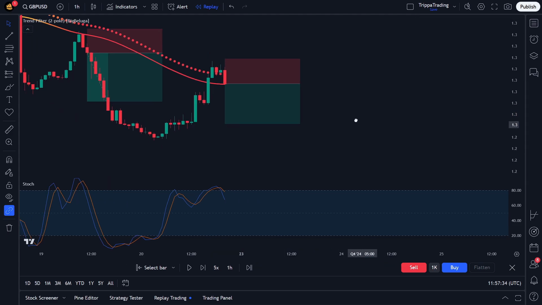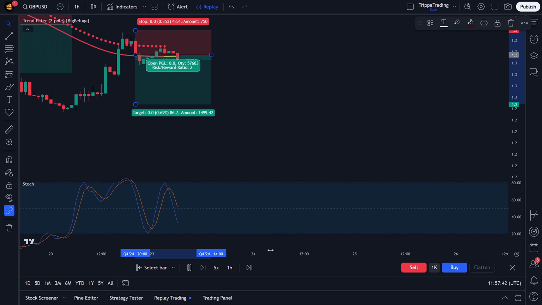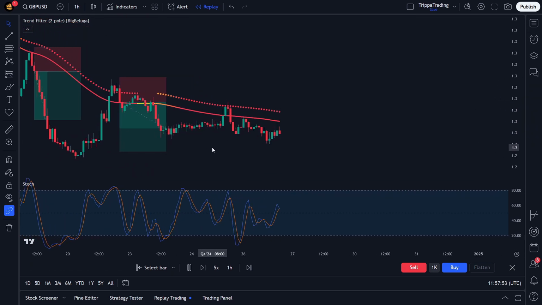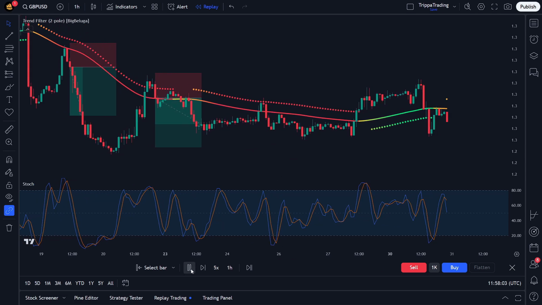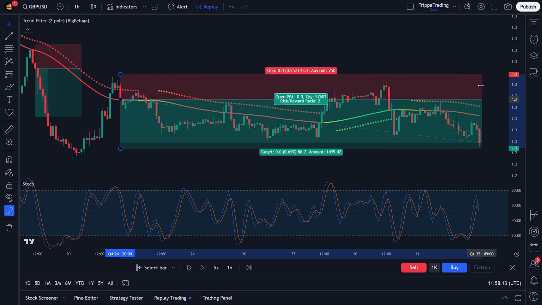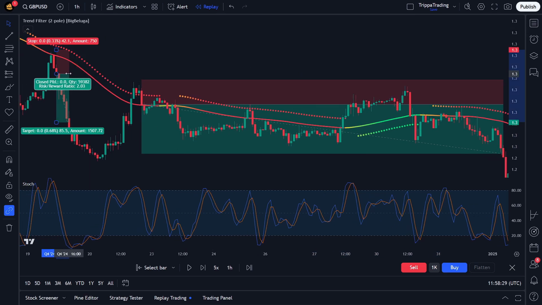We can enter a sell position here, set your stop loss just above the previous swing high, and aim for a 1-to-2 risk to reward ratio. It's amazing how this simple strategy has the capability to double your account size. This trade also hit the target profit, showcasing the strategy's effectiveness. Now, let's see where we get another buy or sell signal.